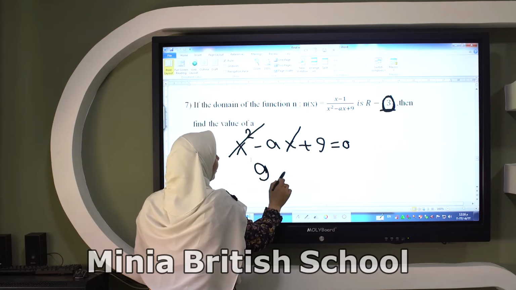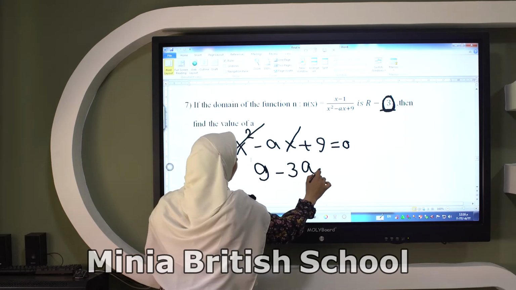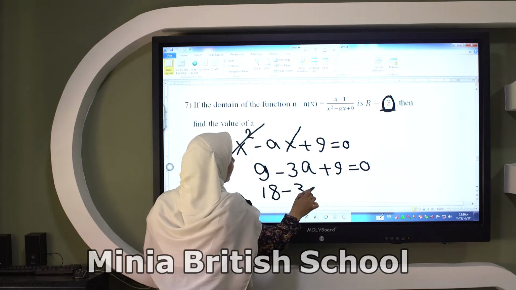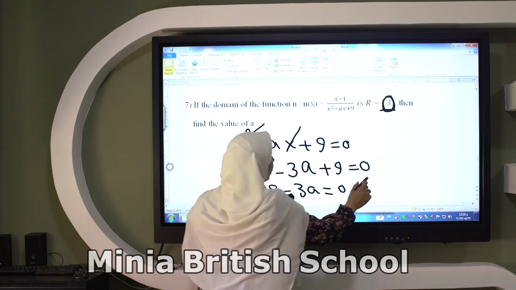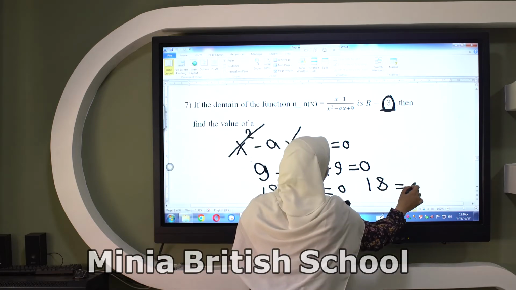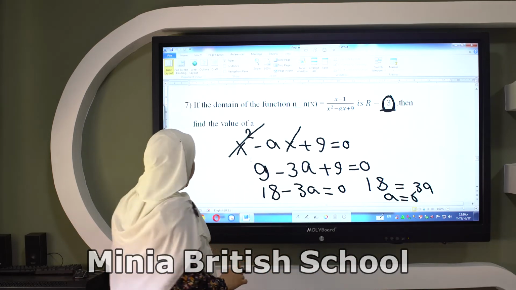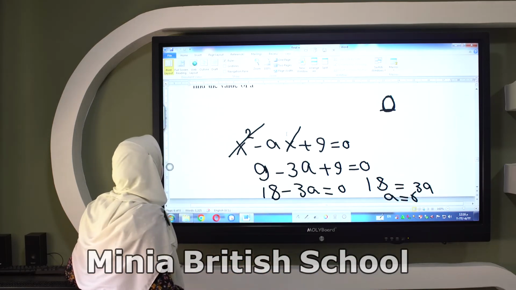So I will substitute the value of x here, when x equals 3. So 9 minus 3a plus 9 equals 0. Then 18 minus 3a equals 0. Then 18 equals 3a. Then a equals 6. Okay. Number 8.